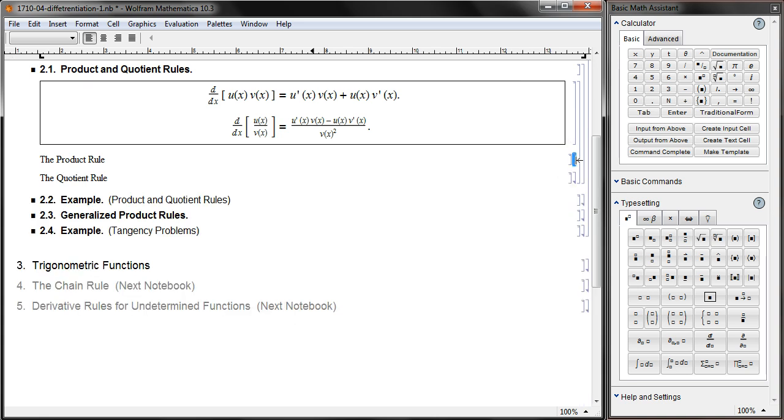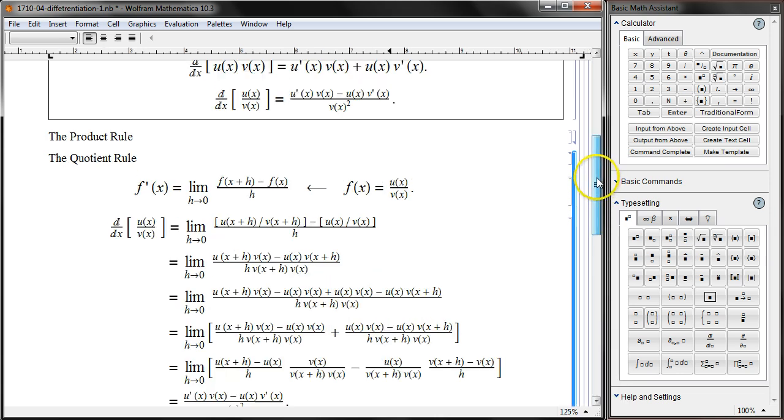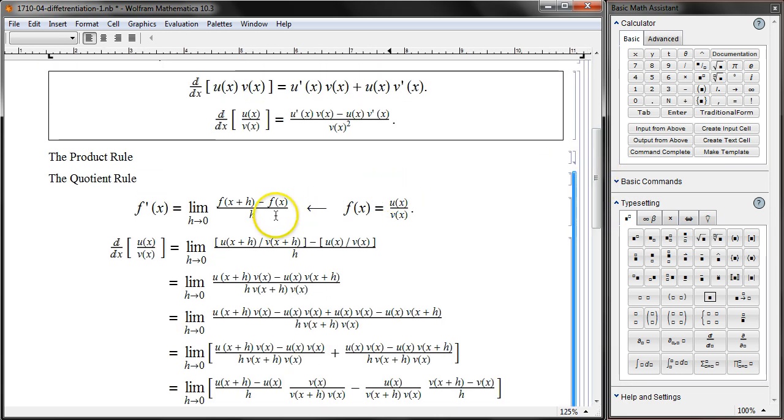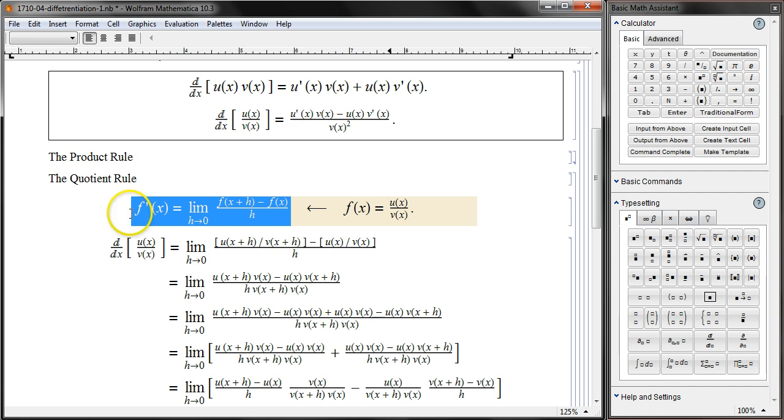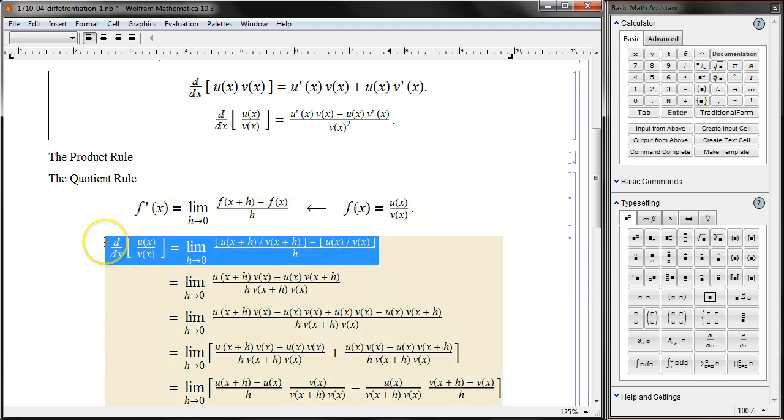How about the quotient rule? Pretty much the same, as a matter of fact. And let's expand the font again. Here, from the definition of the derivative, we put f as u over v, and then put it here. That's what the first line is all about.